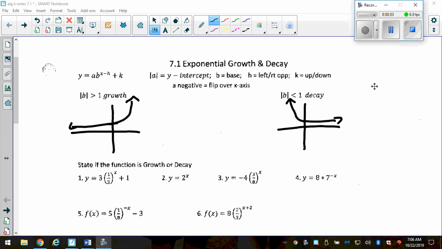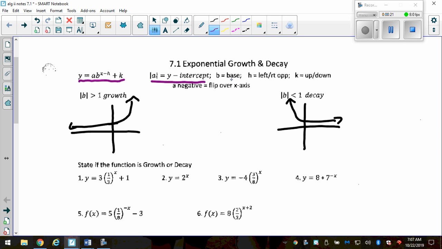Today we're going to learn about exponential growth and decay. So if you read right up here, this is a standard form for an exponential function. Anything that has a number with the variable up in the exponent. A right here tells you that it's your y-intercept. So in standard form, that's where your graph should hit the y-axis.